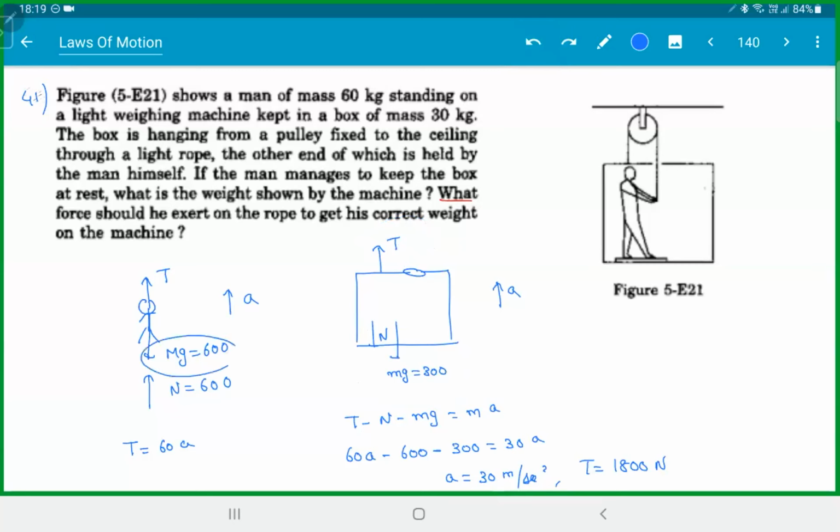Adrit, this mg and N will cancel, na? Because he said, look at this word. It shows the correct weight. Means what? N is 600, isn't it? Clear with that?